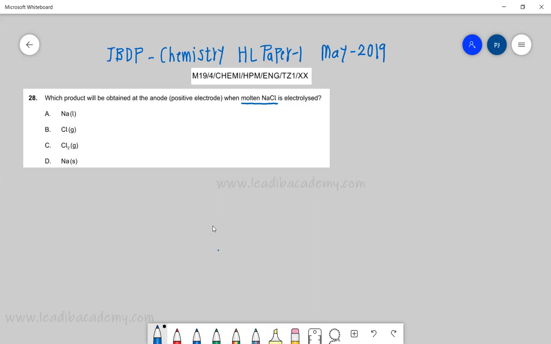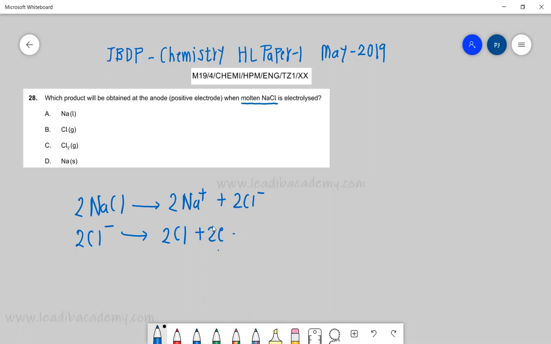So it is going to be like this: NaCl, I'll make it like this, 2Na plus plus 2Cl minus. That is how we can think of it. Then 2Cl minus at the anode will release 2 electrons, and then 2 Cl atoms will combine to give you Cl2 in the gaseous form.